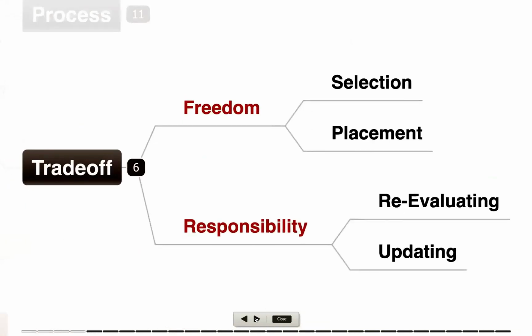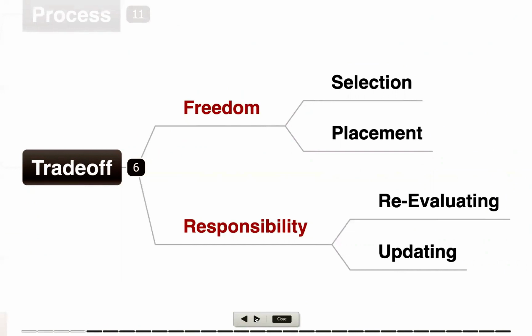Now, there's a trade-off in terms of doing this. The trade-off of this explicit design, where you can just place anything where you think it ought to be in a model, is that you have a lot of freedom. You have freedom about what you select, you have freedom about where you place things. So it's a very easy environment to work with.